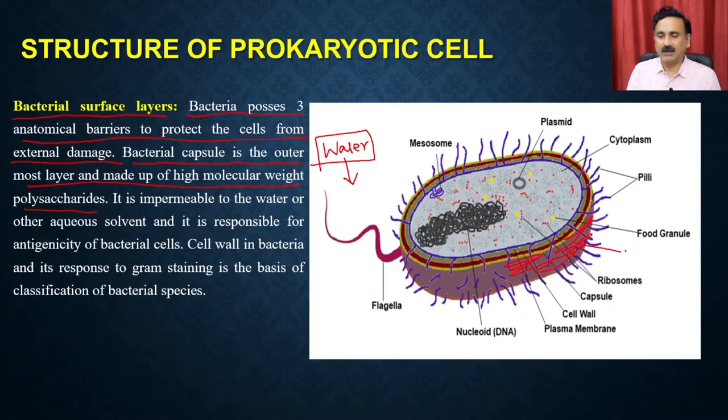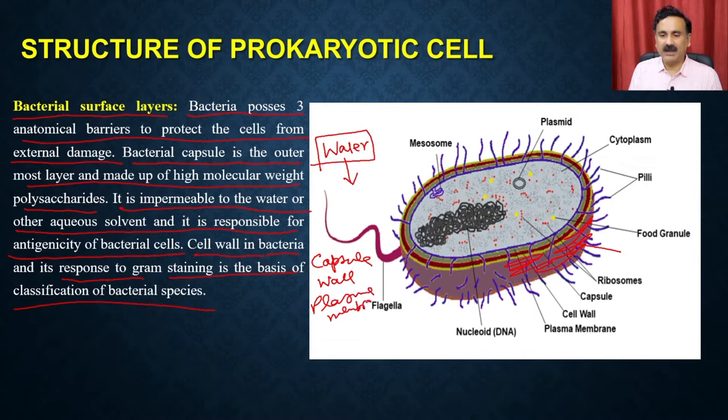And this capsule is required because it gives protection, and this is the outermost layer. It is impermeable to water or other aqueous solvents, and it is responsible for the antigenicity of the bacterial cell. Then you have the cell wall, which is present in the middle layer, and it is responsible for the response to gram staining. And the third is the plasma membrane. So you have three layers: the outermost layer is the capsule, then the cell wall, and then the plasma membrane.